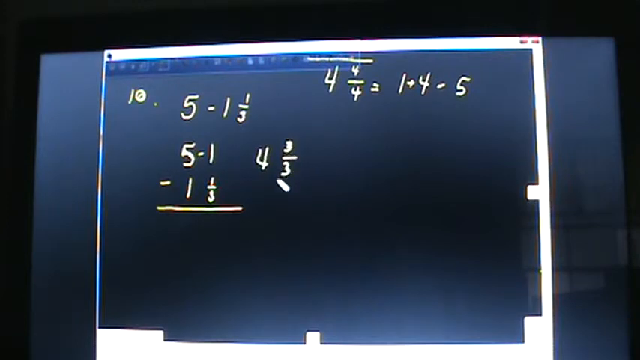Okay, now I can subtract 1 1/3 from 4 3/3. 3 minus 1 is 2. My denominator is 3. 4 minus 1 is 3. So my answer is 3 2/3.